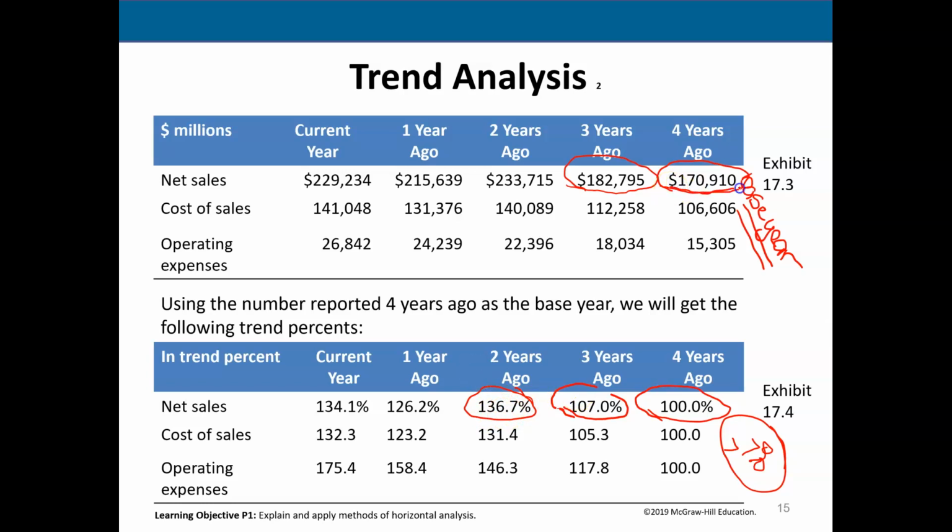Everything comes back to the base year. Everything is divided by that base year, the starting year. So you can see from ground zero, from year 1, what have we done? Then 1 year ago was 126.2% of the base year, which decreased from the year before. And then the current year goes back up to 134.1% of the base year.